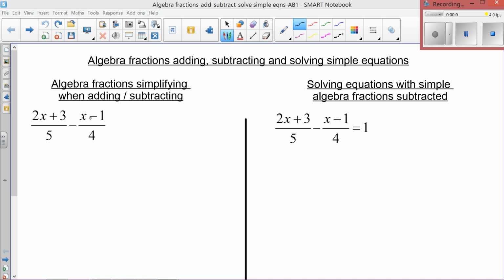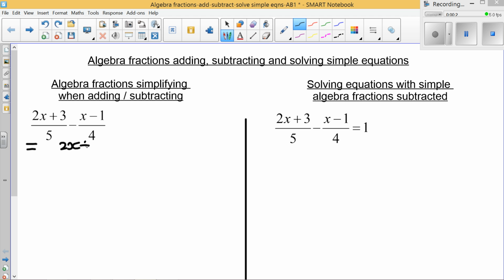When we add or subtract algebra fractions, just like with number fractions, we need to observe if we have the same denominators. If not, we need to create a common multiple of the denominators in equivalent fractions. So for my first fraction, which is equal to 2x plus 3 over the 5, I multiply the 5 by 4, and I do the same to my numerator.